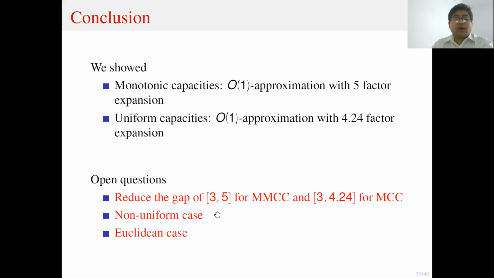One interesting question is to reduce the gap between 3 and 5 for MMCC and 3 and 4.24 for MCC. And also another interesting problem is to study the non-uniform case of the problem. And also, is it possible to obtain a constant approximation in the Euclidean case without any expansion?